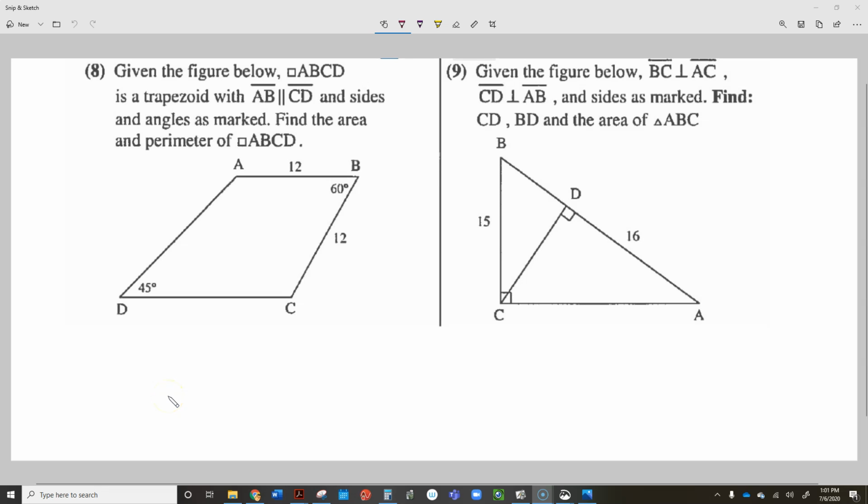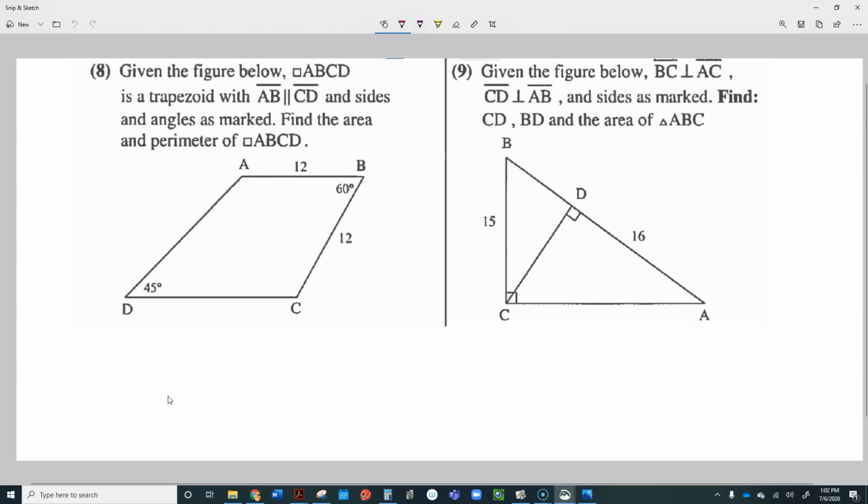Right, we are still working on the geometry final review worksheet, the review that does not have multiple choice answers. I'm on number 8. They tell us here that we have a trapezoid. I am thinking that they have misused this symbol. I think they are using it as a quadrilateral. But we use that symbol as a parallelogram, but it's not.